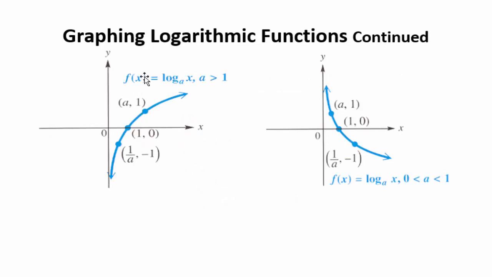Okay, so here's an example. Here's just a generic graph of a function where the base a is greater than 1, so it's increasing, and when the base is between 0 and 1, it's decreasing, just the same as the exponential. And notice the important ordered pairs we look for in a logarithm: 1 over a and negative 1, 1 and 0, and a and 1. Why? Well, let's see.